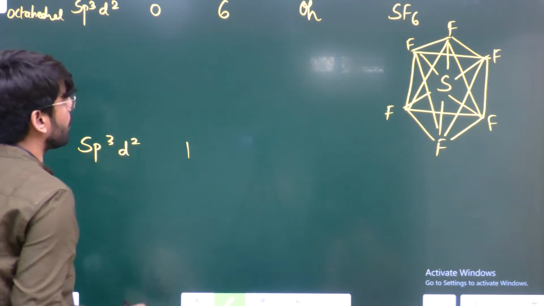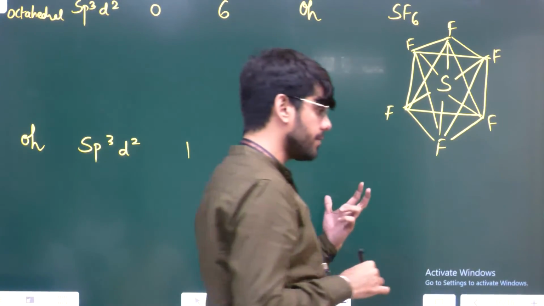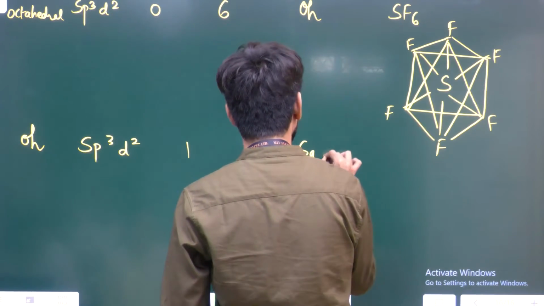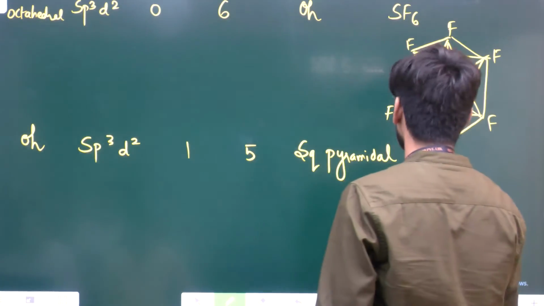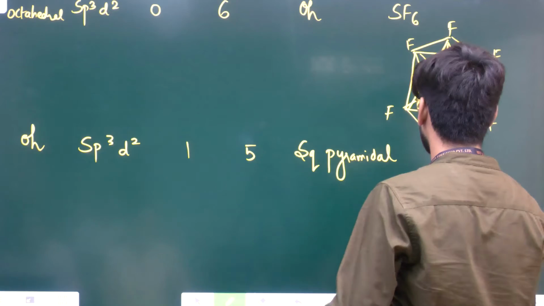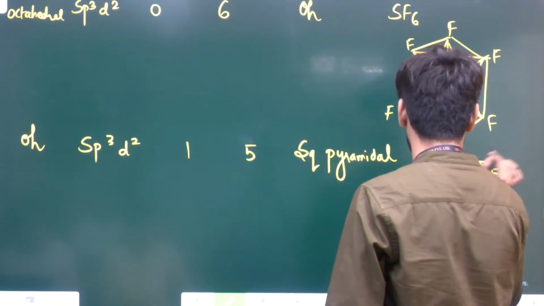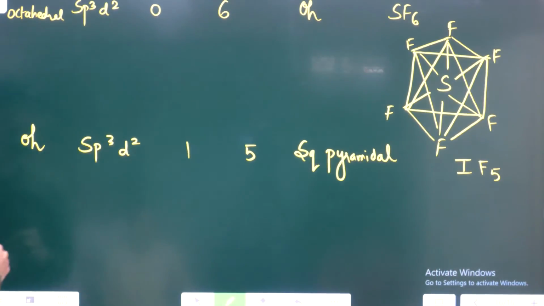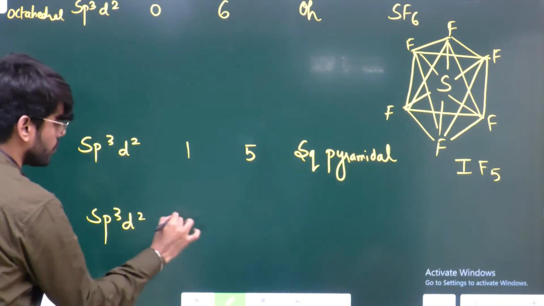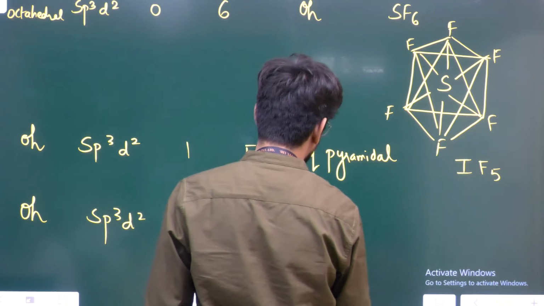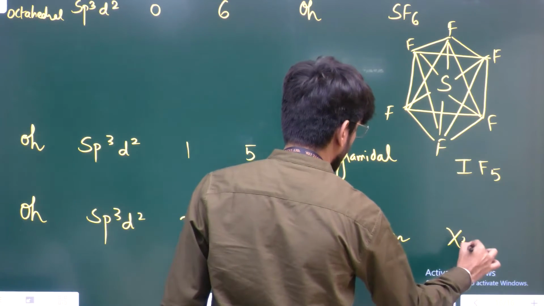sp3d2, I have one lone pair, 5 bond pair. Geometry is still octahedral. Can you please tell me the shape? Square pyramidal. An example is IF5. Next, still octahedral, sp3d2, 2 lone pair, 4 bond pair. This is square planar. Example is XeF4.